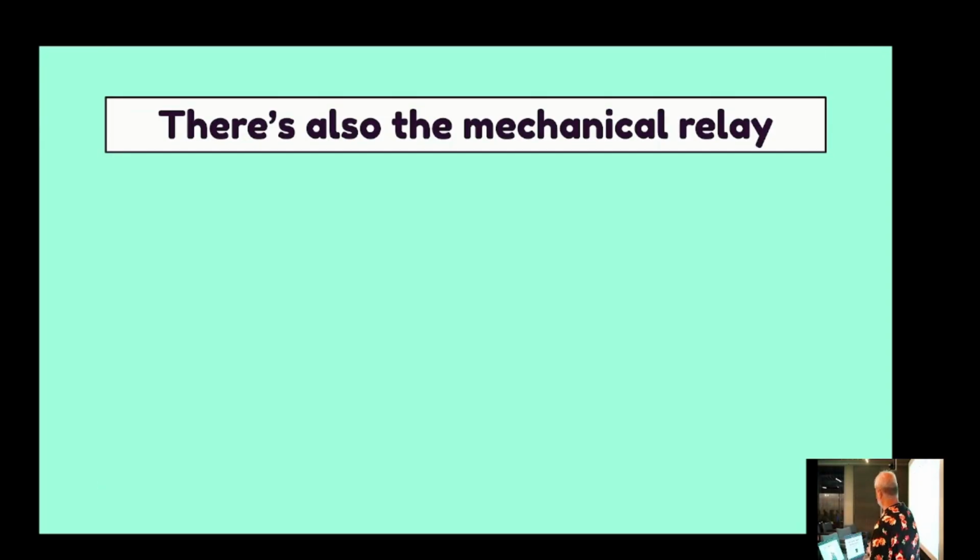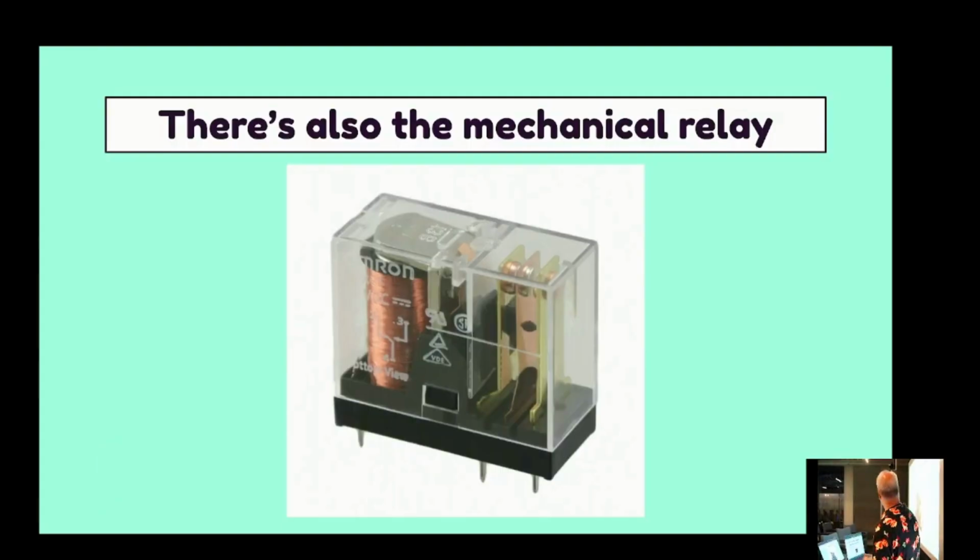And there's also the mechanical relay. This is an older technology, but basically it's an electromagnet that just kind of pulls a switch into the on and off position, and that's how it uses electricity to control electricity. You'll see this in high voltage or high current applications.